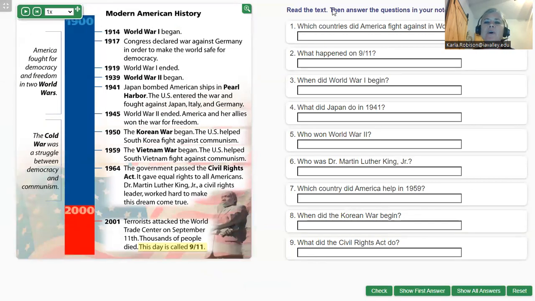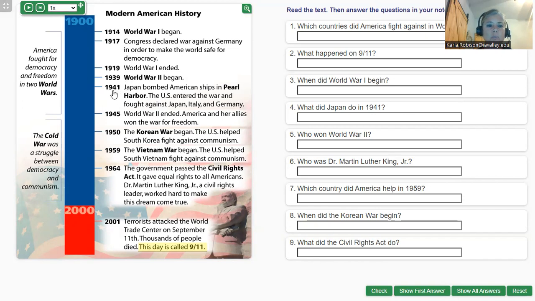Okay, so again, we're going to use our ability to scan and we're going to look for keywords within our questions. So we're going to read this text and then we're going to answer this question. Which countries did America fight against in World War II? So my keywords are countries in World War II. I'm looking at my bold words and I'm looking for World War II. It asks which countries did we fight against?